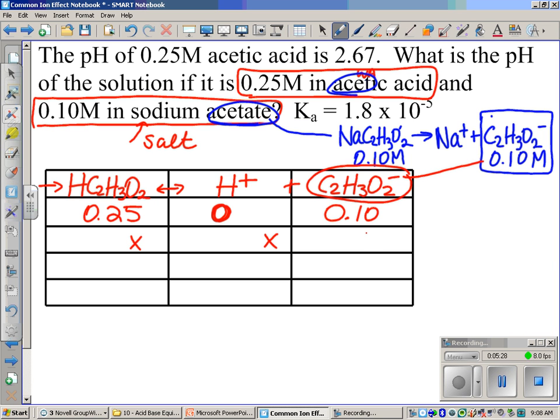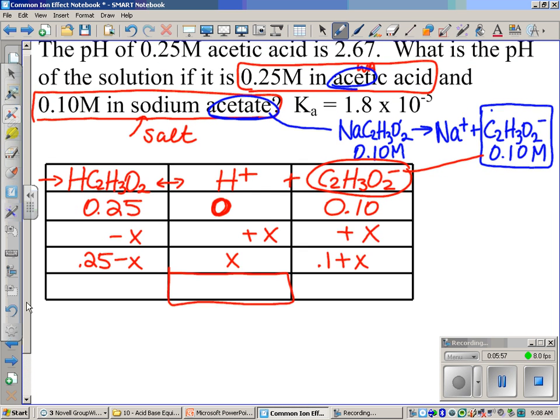So we put our x's, bring our coefficients down. I'm going to make this side negative, this side positive. So I'm going to have 0.25 minus x. I'm going to have x and then 0.1 plus x. Now they want us to calculate the pH of this solution that has both of these in it. To do pH, we know we need the H plus concentration. So I'm looking to find this value right here.